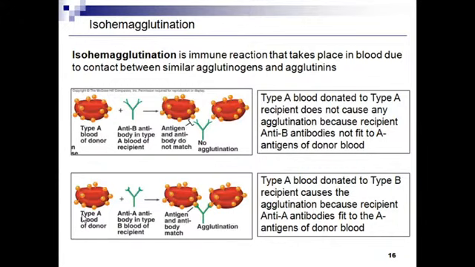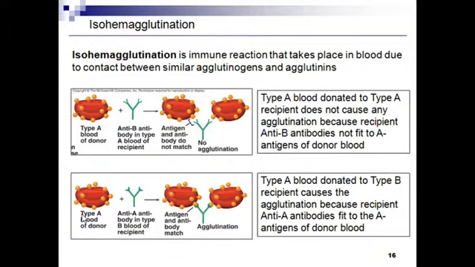Two variants are possible. For example, type A blood donated to a type A recipient, they will be compatible. The blood does not cause any agglutination, because the recipient's anti-B antibodies do not fit the A antigen of the donor's blood.